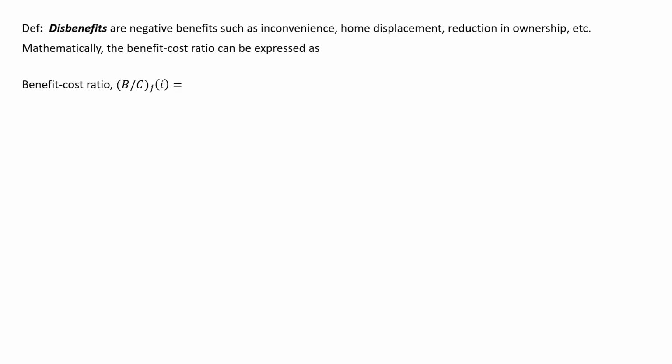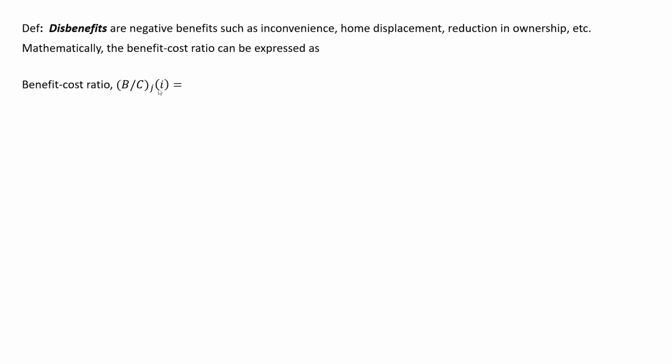Mathematically, the benefit cost ratio can be expressed as B over C of j, with j sub j of i. What in the world is that? Well, j here is nothing but the different options. j can be 1, 2, 3, 4, and so on, where each one would be an option. If there are two options that you are checking, then j would take on values of 1 and 2. j equals 1 represents the first option, j equals 2 represents the second option. As simple as that.